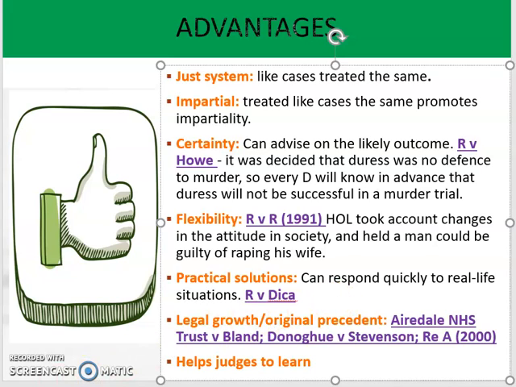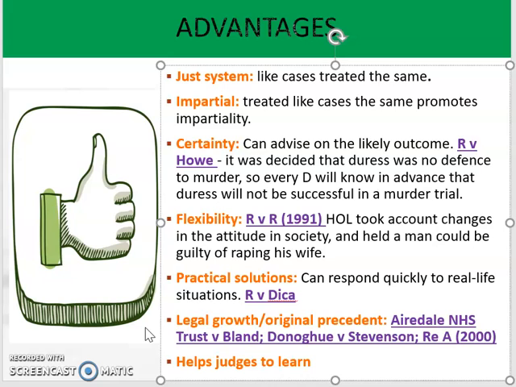And when judges are making these practical solutions, like I just mentioned in Dica, that also links to this point here, that precedent allows for legal growth. And we mentioned earlier that there's something called original precedent. Now, an original precedent is where a judge makes a decision in a case that has never had to be made before. And we've got some cases of that.